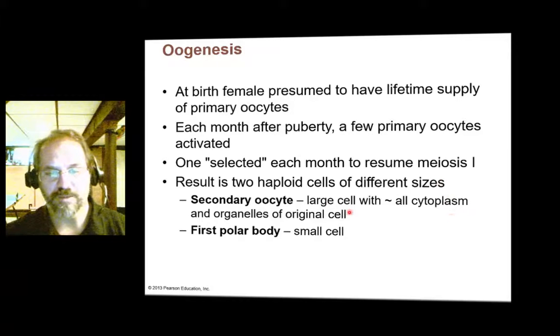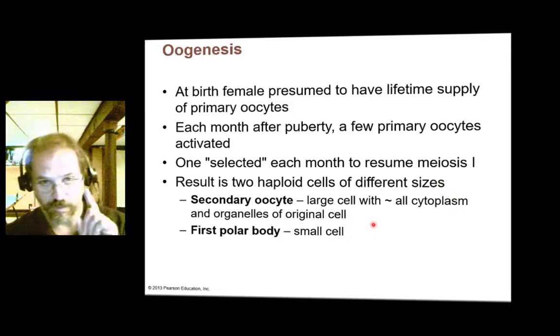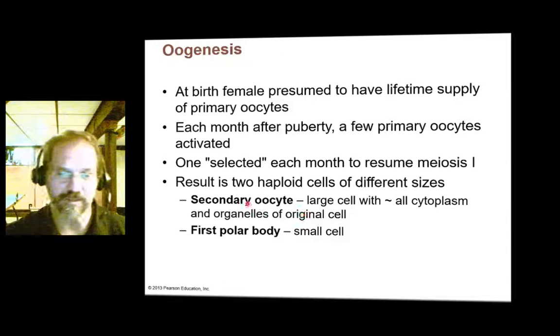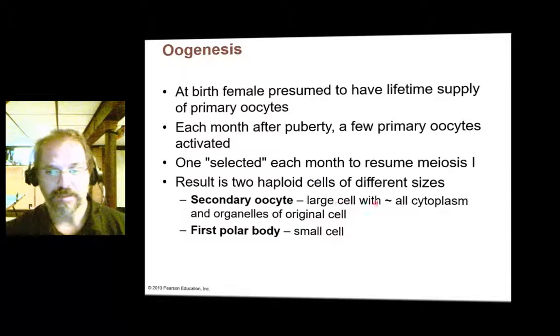When we finish meiosis, we're going to wind up producing one egg or ovum and 3 polar bodies. Now, don't get confused here. It says when we get the secondary oocyte. Remember, the secondary spermatocyte or oocyte is what's produced after the first meiotic division, after meiosis 1.